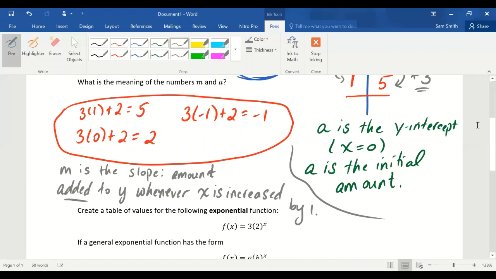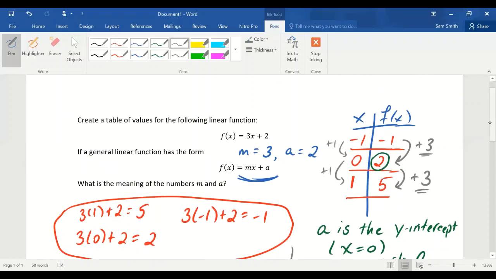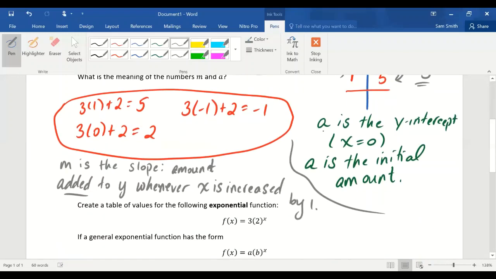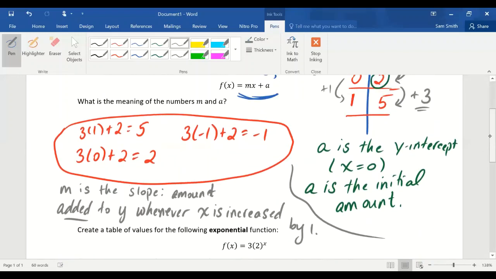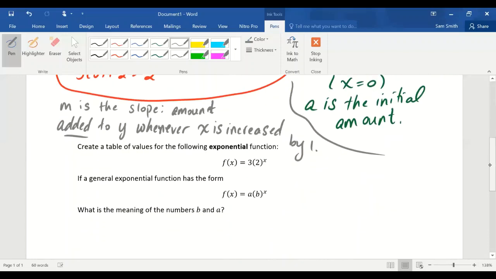M is the amount added to y whenever x is increased by 1 unit. So A is telling you what the value was in the beginning, initially, when no time has passed. And M is telling you how the y values are changing over time. It's initially 2, and then with every additional x, the y value has 3 added in.